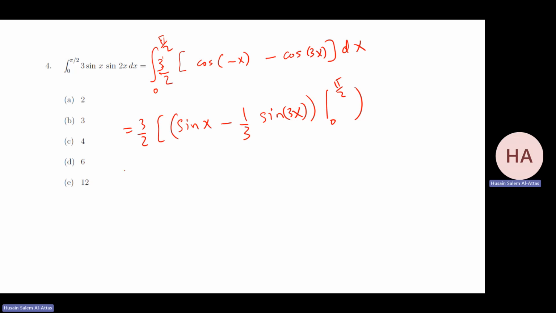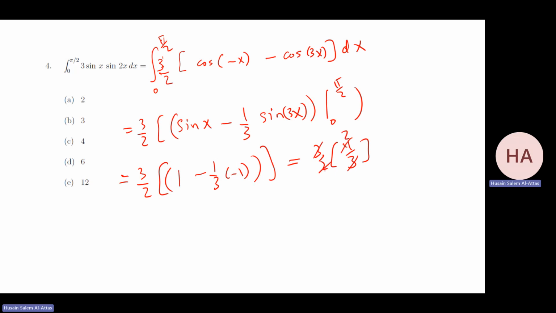That gives me 1 over 2 of what? Sine pi over 2, which is 1. What is sine 3 pi over 2? That will be minus 1. Then minus 1 over 3 times minus 1. Because at 0 it will be 0, no need to worry about it. That will be 1 over 2 times 4 over 3. Cancel the 2, and it will be 2. And that will be my answer.